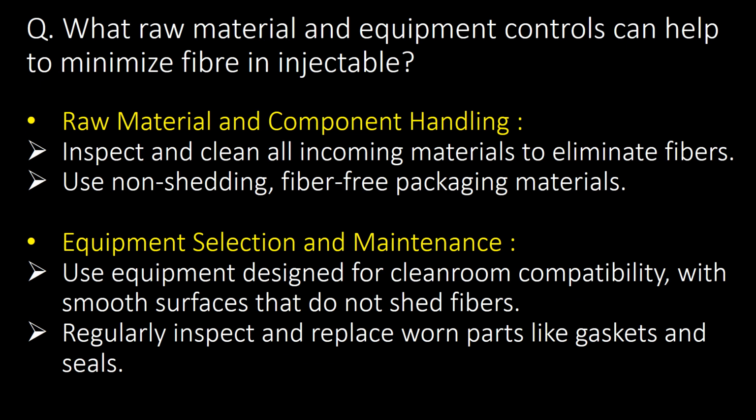What raw material and equipment controls can help to minimize fiber in injectables? In raw material and component handling, we can inspect and clean all incoming materials to eliminate fibers. We can use non-shedding, fiber-free packaging materials. In equipment selection and maintenance, we can use equipment designed for cleanroom compatibility with smooth surfaces that do not shed particles. We can regularly inspect and replace worn parts like gaskets and seals.